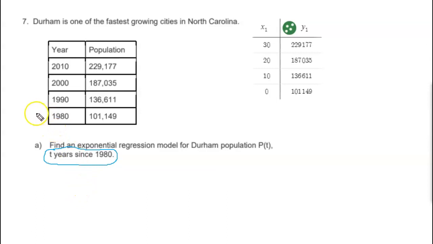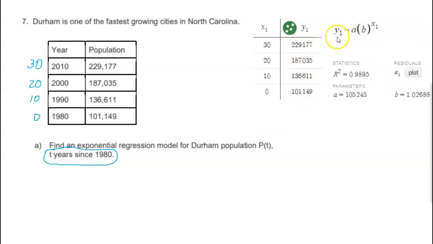So if the year is 1980, it's been 0 years since 1980. 1990 was 10 years since 1980. 2000 was 20 years since 1980. And 2010 was 30 years since 1980. So when I did make my table, I made sure to transition that over to the years since 1980 and not just the year.